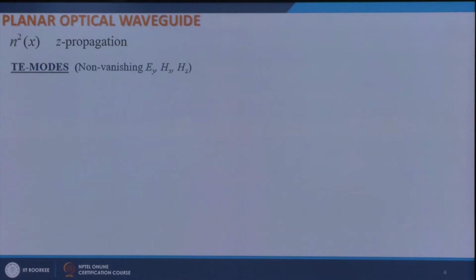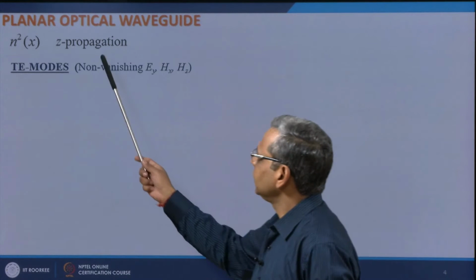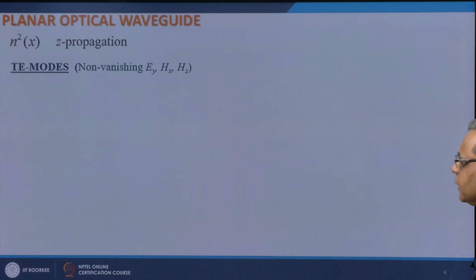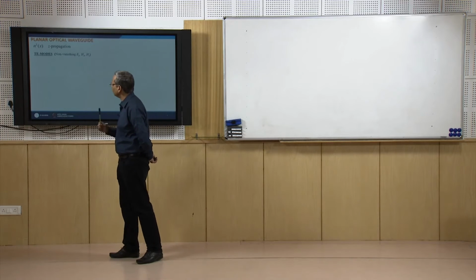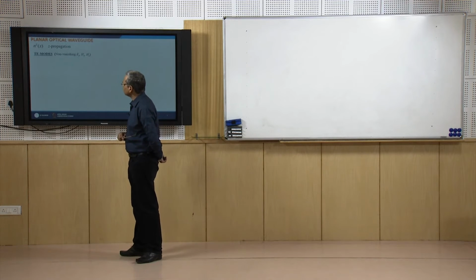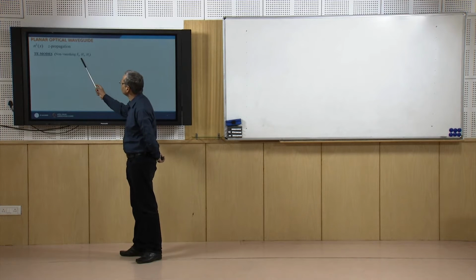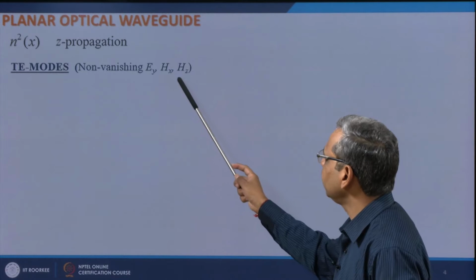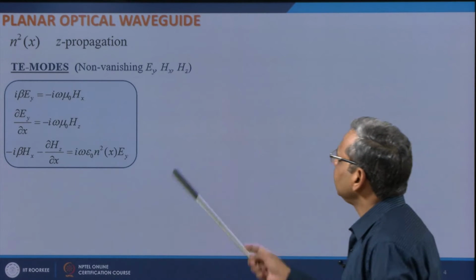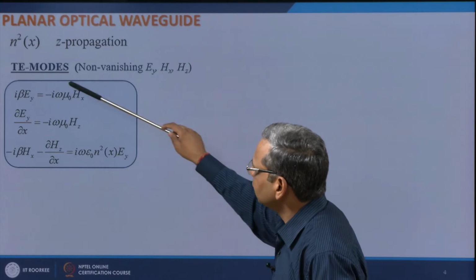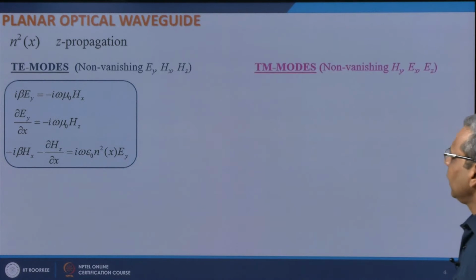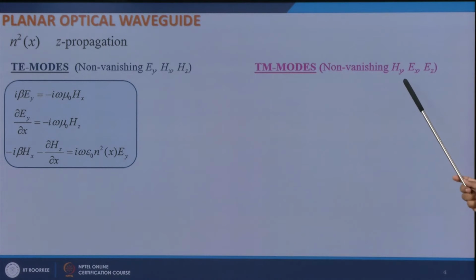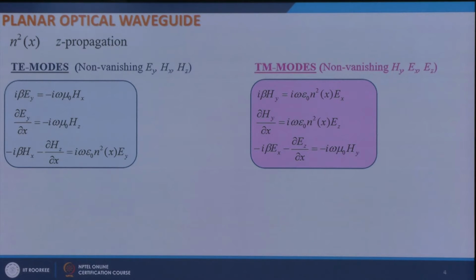Then we considered planar optical waveguide with n square of x variation and propagation in z direction. Then we had seen that we can categorize the modes of such a waveguide into two categories, two polarizations. One is TE modes, where the non-vanishing components of electric and magnetic fields are E y, H x and H z, and these three components are related to each other by these three equations. I can have another category, that is TM mode, TM polarization, where the non-vanishing components are H y, E x and E z, and these components are related to each other by these three equations.